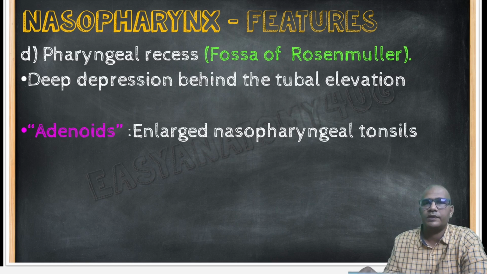So you have to remember the word nasopharyngeal because a multiple choice question will be asked, which of the following tonsils, when they are enlarged, are called adenoids. So there will be four options: palatine tonsil, lingual tonsil, tubal tonsil, and nasopharyngeal tonsil. Your answer should be nasopharyngeal tonsil.